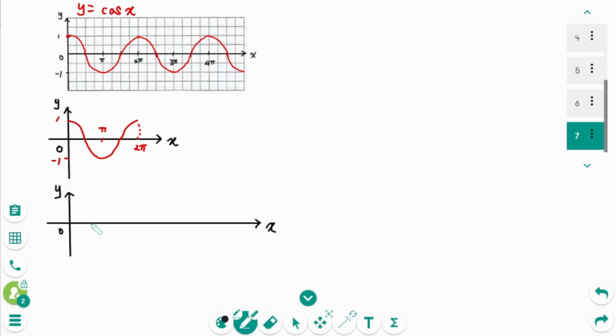Now we can draw more than one cycle. 1, 0, -1, 0. Then 1, 0, -1, 0. And 1, 0. The one cycle is 2 pi. Then the second cycle is 4 pi. Then pi, 3 pi, 1, and -1. Keep going.